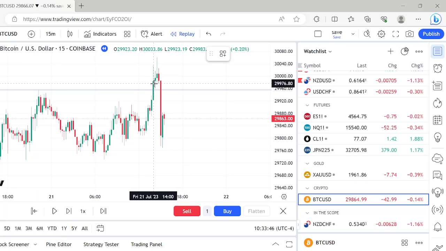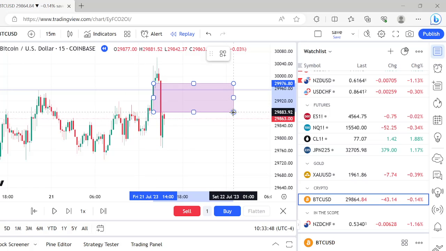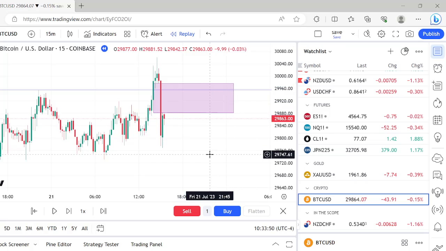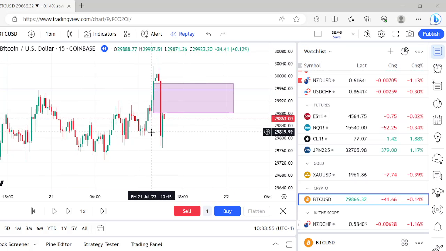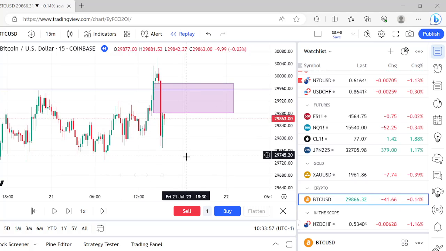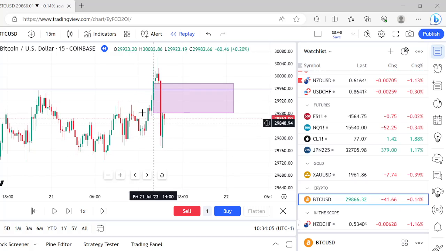So this is a prime scenario. This is a perfect scenario of a high probability shift in market structure, because we took liquidity, we had the shift, we had a high probability shift, we got the fair value gap. This is where you use that Fibonacci. This is where you use optimal trade entry to get the best entry. So for example, let's plot it on there now.